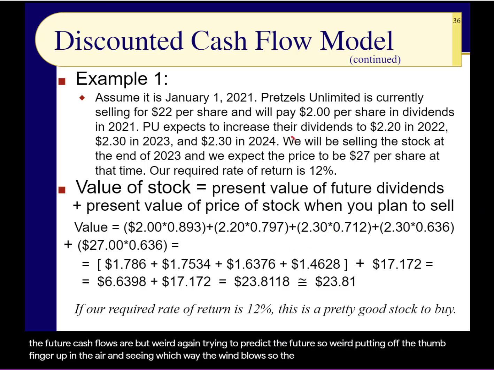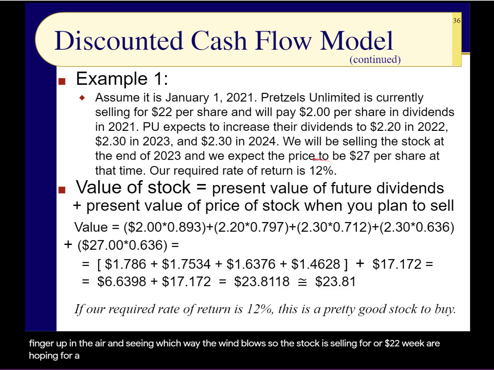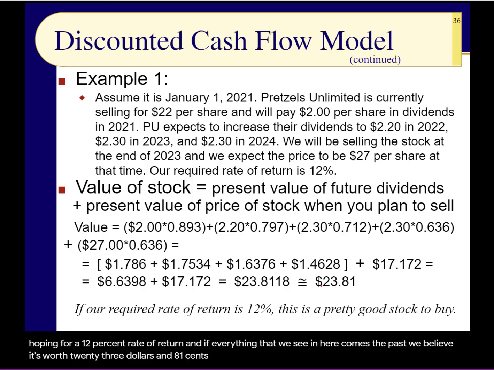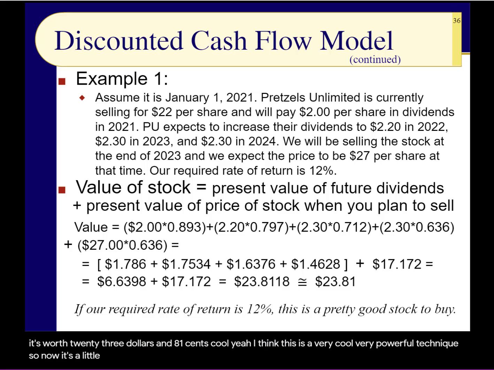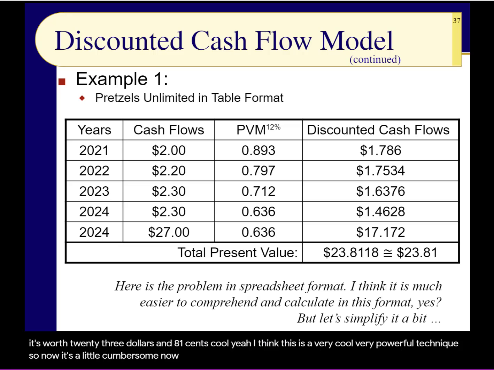So the stock is selling for $22. We are hoping for a 12% rate of return. And if everything that we see in here comes to pass, we believe it's worth $23.81. Cool? I think this is a very cool, a very powerful technique. Now, it's a little cumbersome though. Let us create a table format.